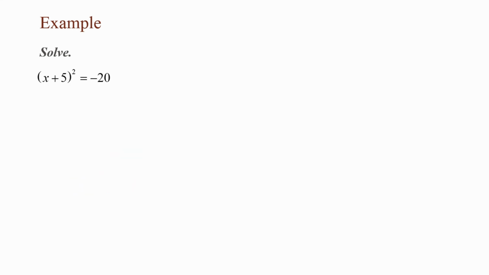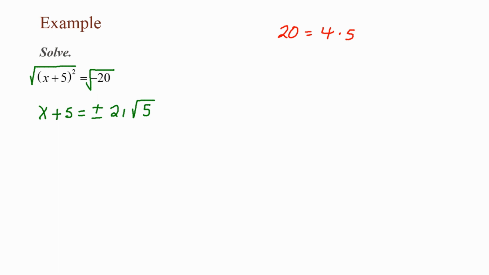In this example, we want to solve (x plus 5) squared equals negative 20. Since our perfect square is isolated, I can square root both sides. x plus 5 equals plus or minus. Since 20 is 4 times 5, I know that I can take the square root of 4, but not 5. So the square root of 4 is 2, and the square root of 5 I don't know. Since the 20 is negative, I also factor out an i, since i equals the square root of negative 1.